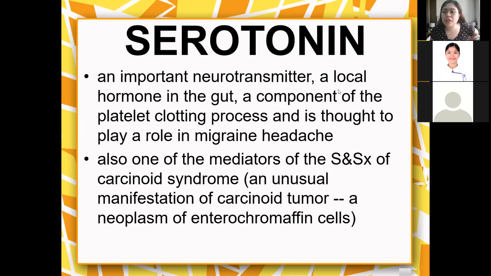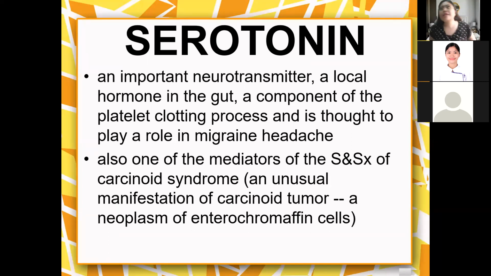Now, again, serotonin is our happy hormone, but it can also be a neurotransmitter. It can be a local mediator, especially in the gut. If it is released in the gastrointestinal tract, its receptors are also found in the GIT itself. So, it can be a local mediator. And as I mentioned earlier, it is an important part of the clotting process so that our blood clots during injury.